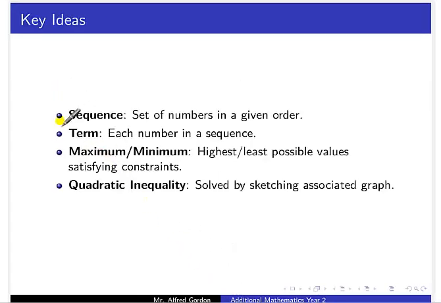Now one may ask, what is a sequence? It's a set of numbers in a given order. Sequences, however, have terms, that is, each number in a sequence. For example, if you have a sequence of elements 1, 3, 5, 7, and so on, then 1, 3, 5, 7 are individual terms in the sequence.